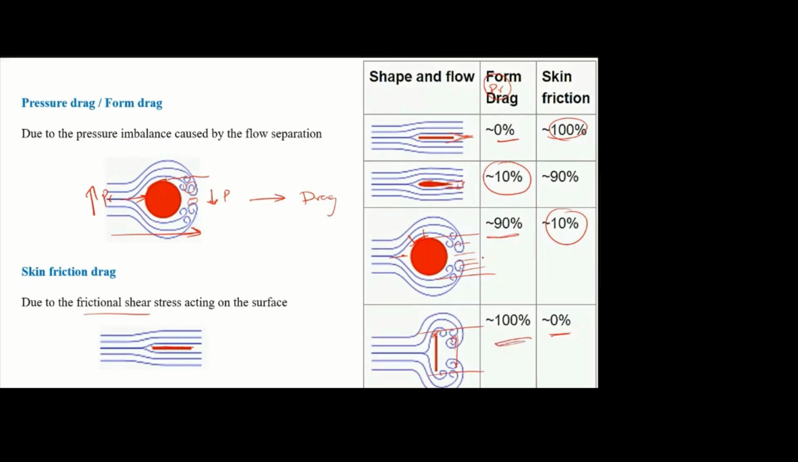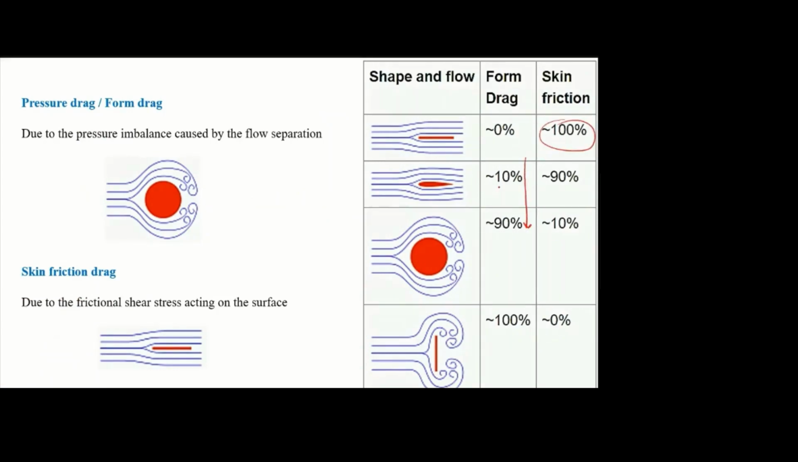So if the object is very thin, the majority of the drag is due to skin friction. And if you increase the thickness, then the contribution of pressure drag also will increase. At last, for the bluff body, the majority of the drag is due to the pressure. Is it clear? Yes, sir.